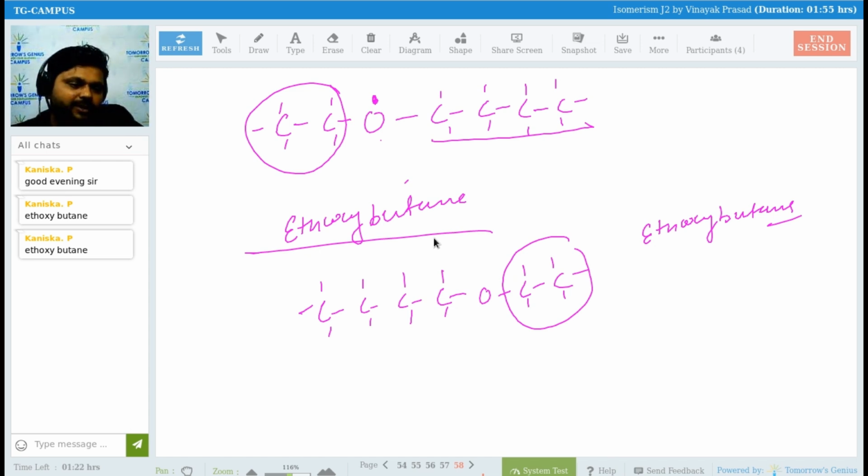So we have seen four types of structural isomerism, till metamerism. Is it okay with everyone? Any doubt till here? Now, the next one is tautomerism. Next one is tautomerism. Just a minute.